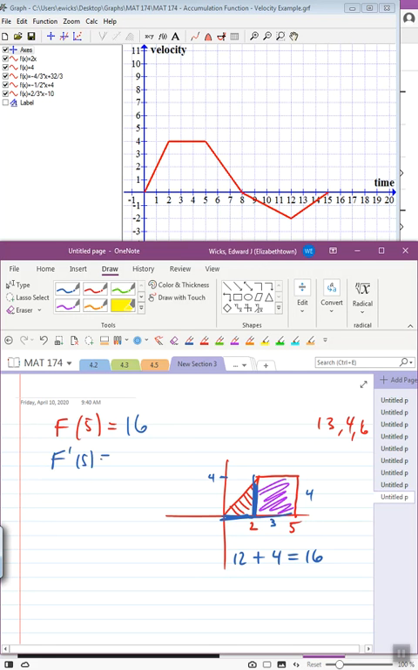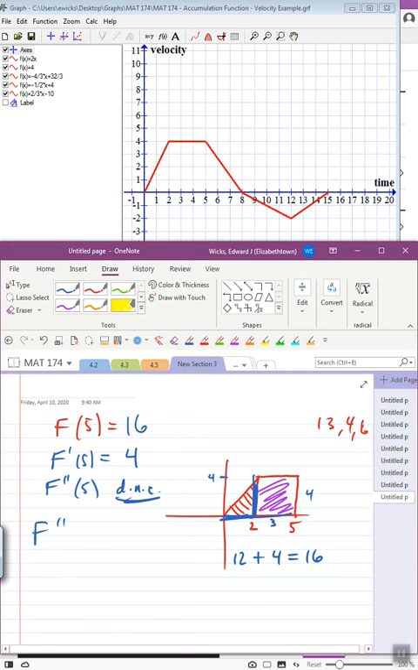F prime of 5, we did that one before. What's f prime of 5? Okay. What's f double prime of 5? Okay, does everybody agree with that, or does anybody disagree? Yes, that's the right answer. DNE. Okay, does everybody see why it's DNE?